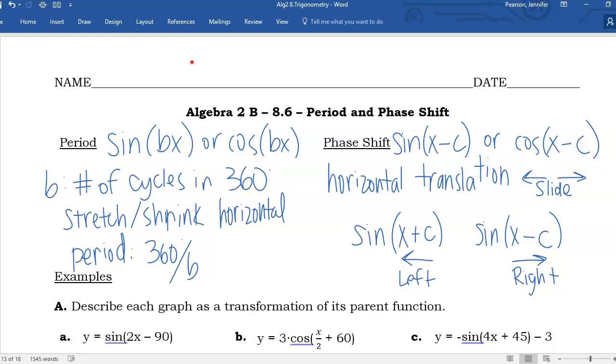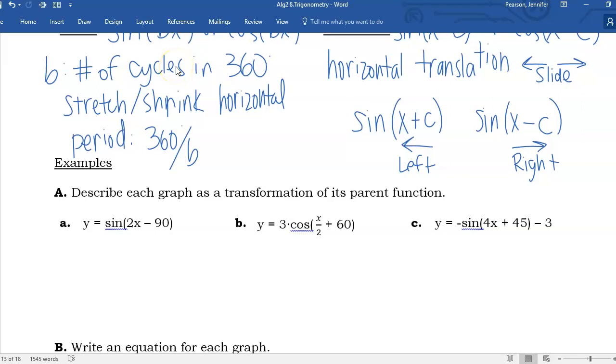Let's give it a go. Describe each graph as a transformation of its parent function. So I also brought back some of the transformations we talked about in the previous lesson. Question A is just the new stuff, though. We have a 2 in front of the x, and we have a minus 90 degrees in the function.